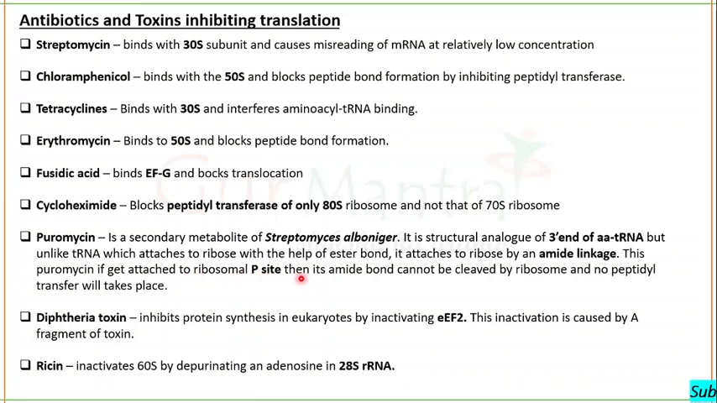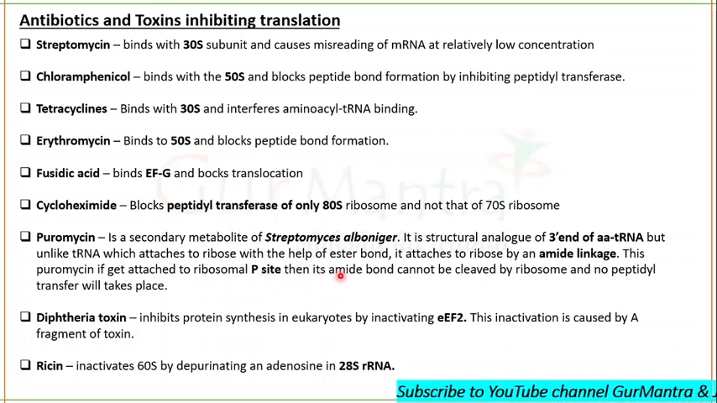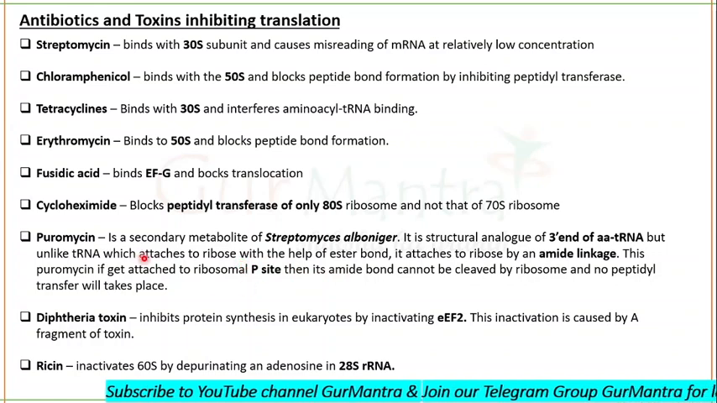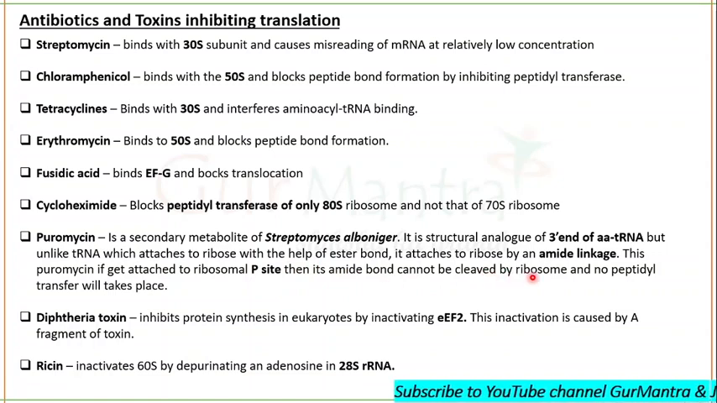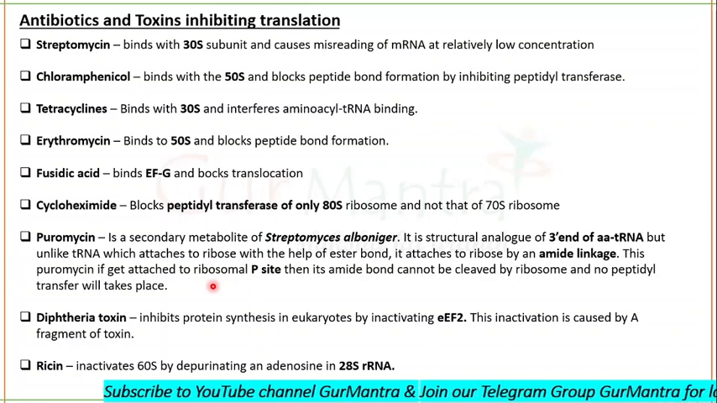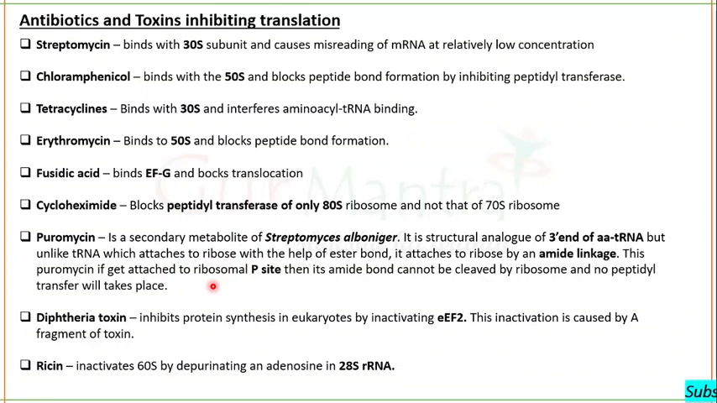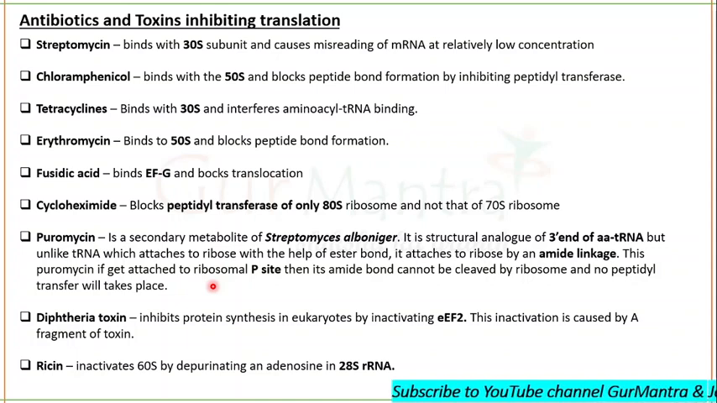Then it becomes difficult for the ribosome to cleave the amide bond of this puromycin. So the amide bond cannot be cleaved by the ribosome and no peptidyl transfer will take place. If no peptidyl transfer takes place, then there will be inhibition of translation. Clear?